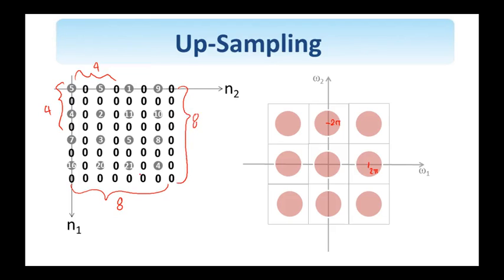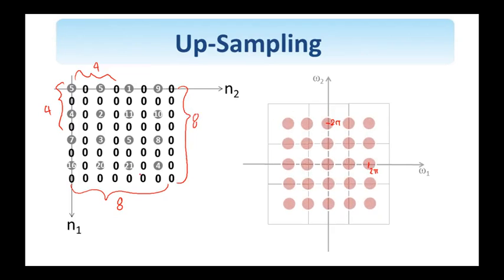What takes place in the frequency domain is that I see a frequency scaled version of the original spectrum. So I have a scaled replica of the original spectrum appear here at pi, another one at pi in this direction, and I only have one replica between 0 and 2 pi because the upsampling factor is equal to 2.